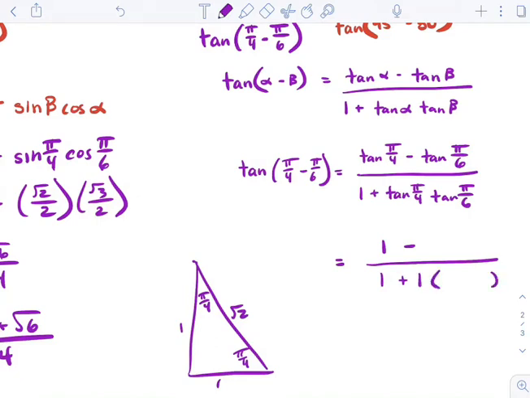So the next one I need is tan pi over 6. If we're not sure, once again, you can use your unit circle, your special triangles. Doesn't matter how you get there. But if we have pi over 6 and pi over 3, we're going to have tan pi over 3 is root 3, 1, and 2. Tan pi over 6 is opposite over adjacent, so 1 over root 3.